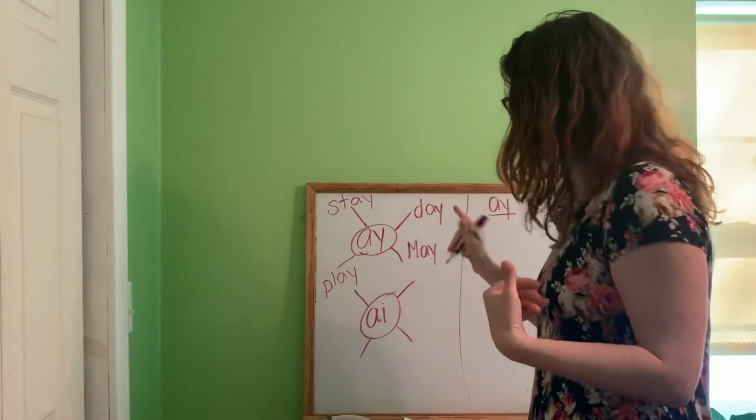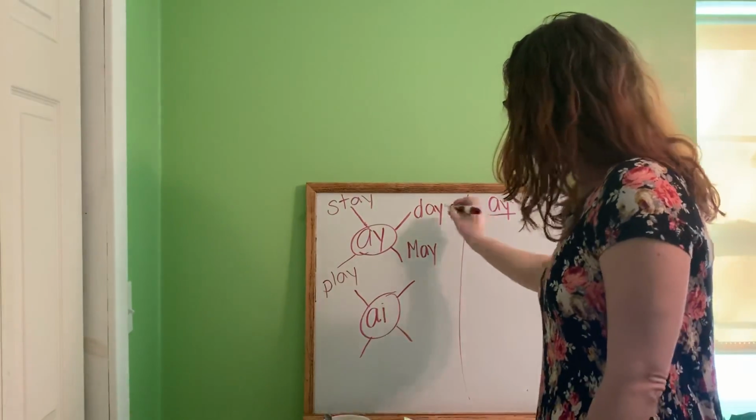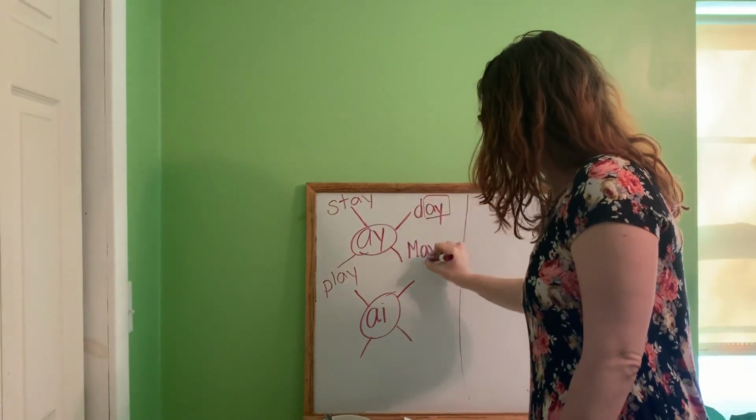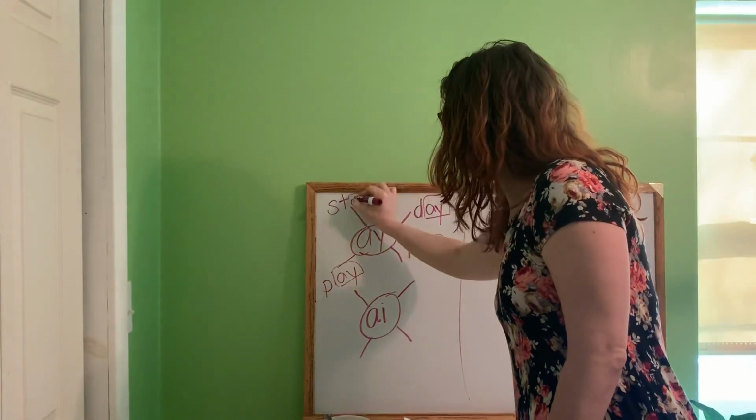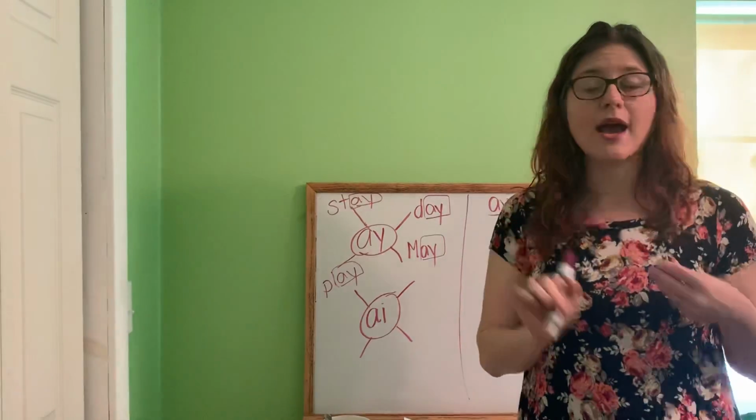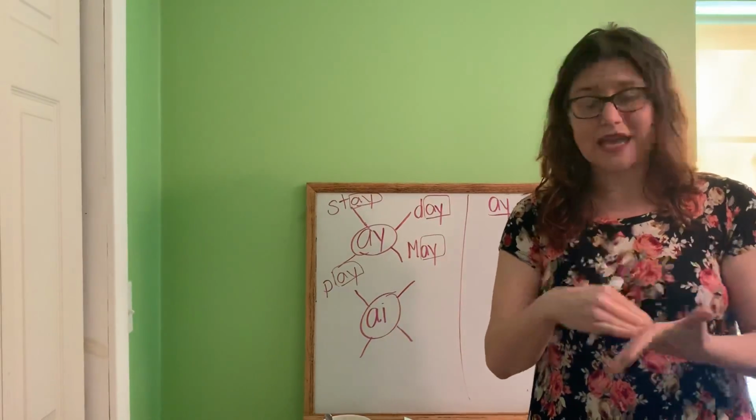And once they do this, have them look at this. What's the same in all of those words? It's the AY. So then have them go around and box that up, because again, we want them to know that that AY most of the time in a word is going to say that long A sound.